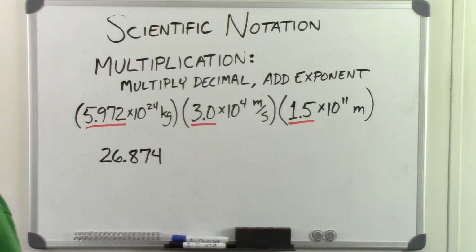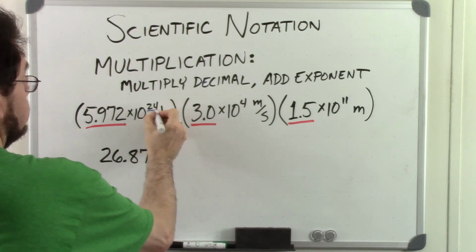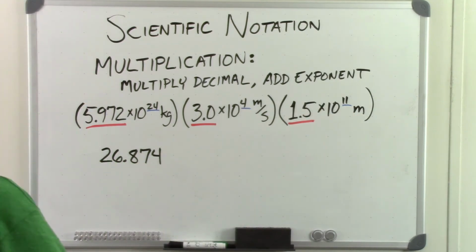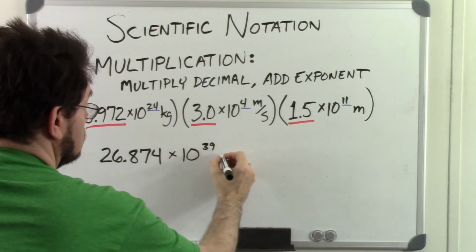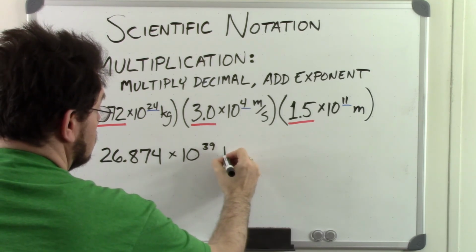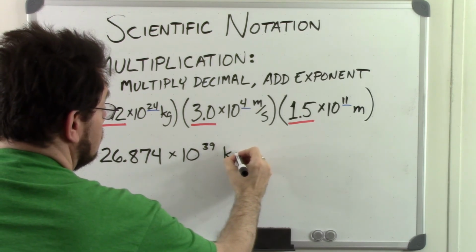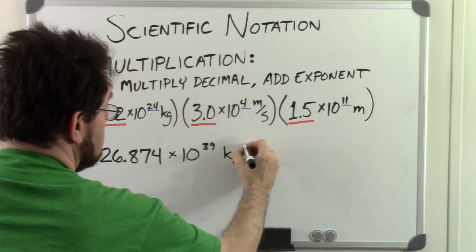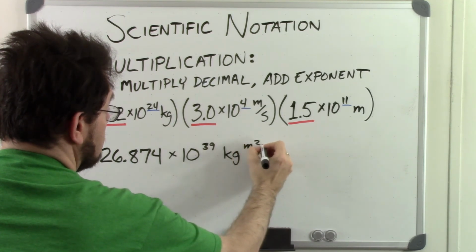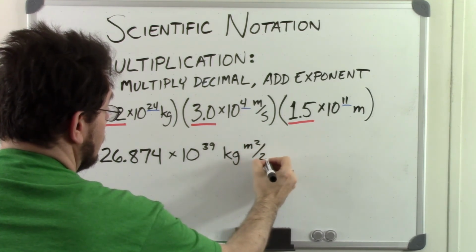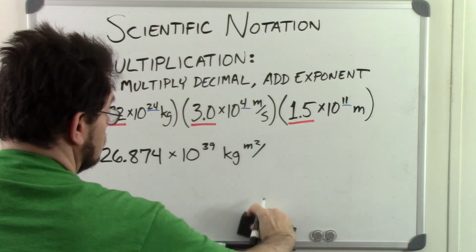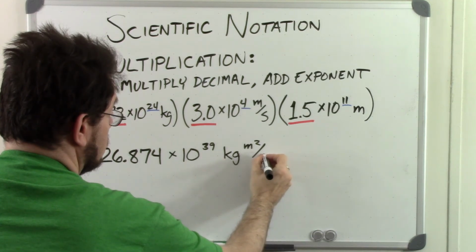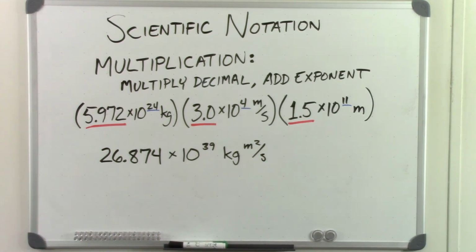Then we add together the exponents, 24 plus 4 plus 11 equals 39, so we write times 10 to the 39. Then we multiply together the units: kilograms times meters per second times meters is kilograms times meters per second squared divided by seconds. So our result is 26.874 times 10 to the 39th power kilograms meters squared per second.